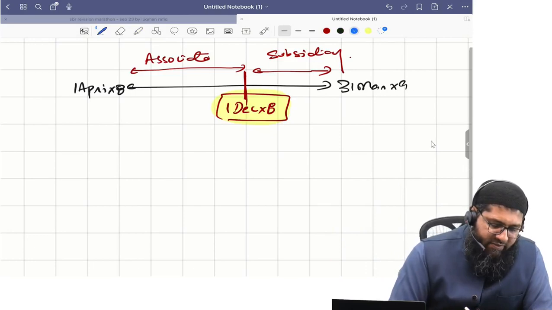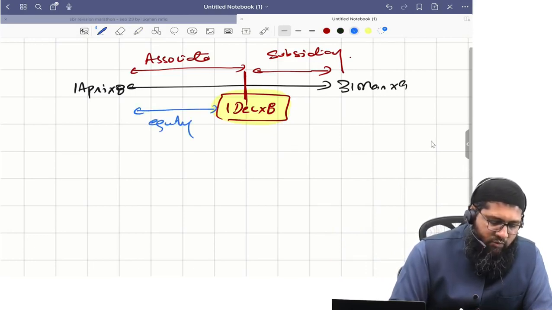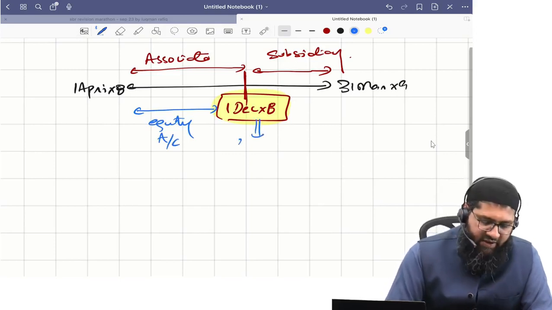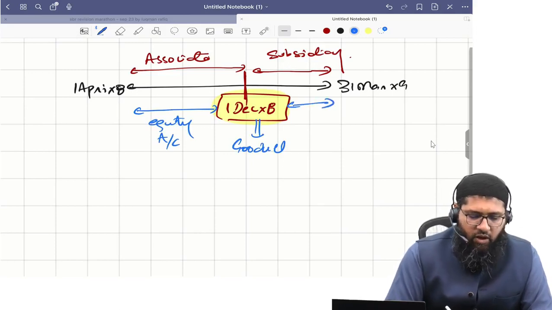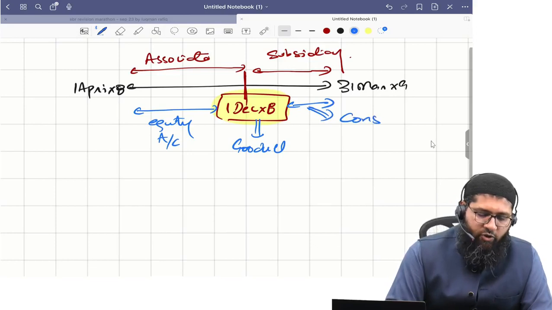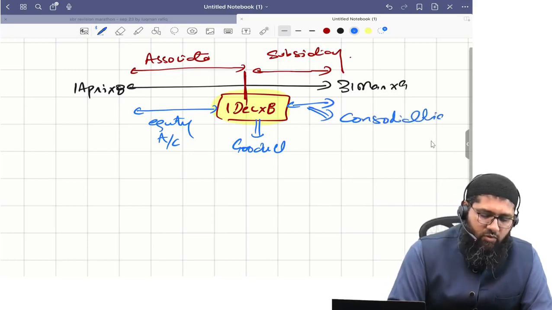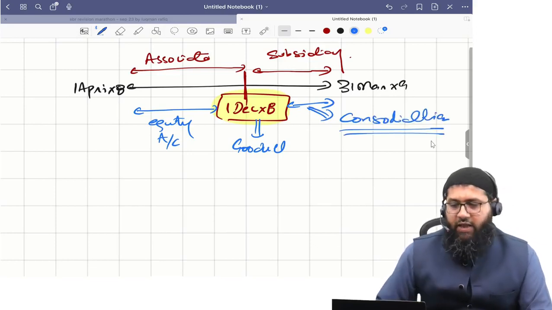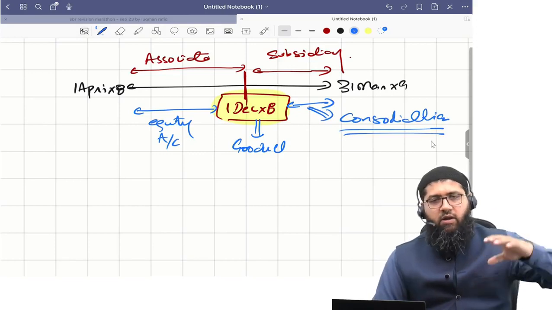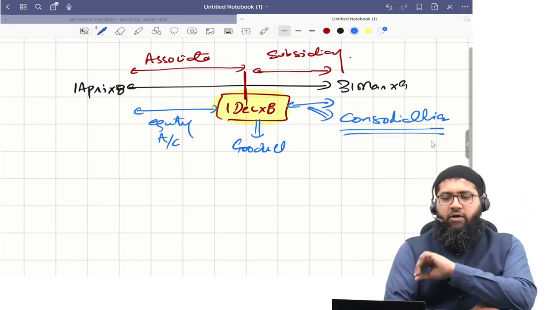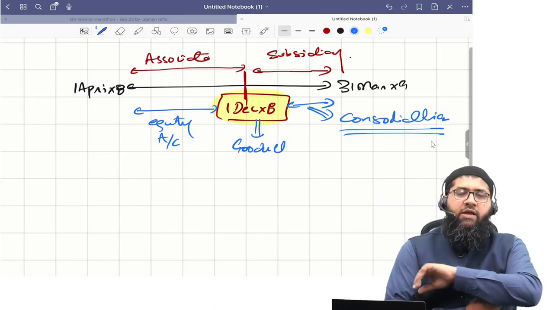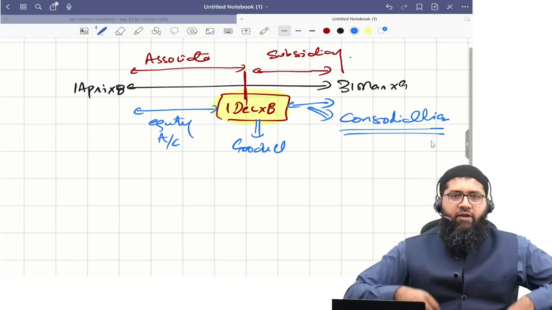So for this specific period, you will apply equity accounting. At this date of 1st December X8, you would be calculating goodwill. For the period from 1st December till 31st March X9, you would be doing the consolidation. So you'd be applying equity accounting, doing the goodwill calculation, and doing consolidation. That's how things are going to be.